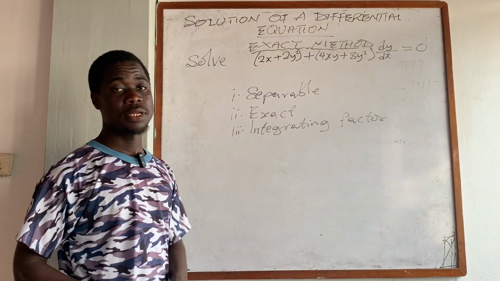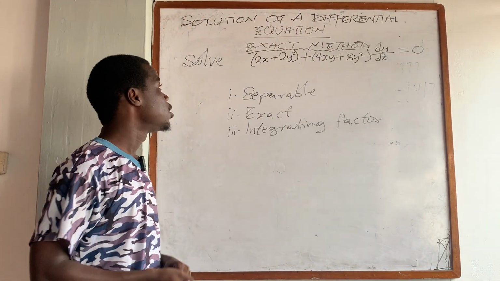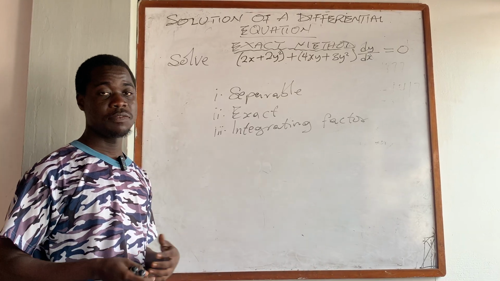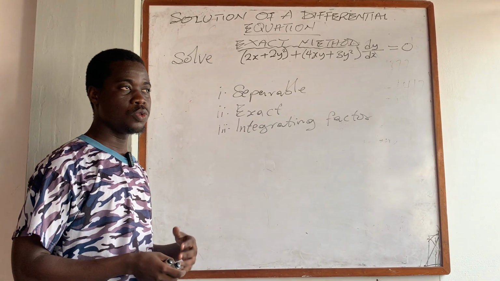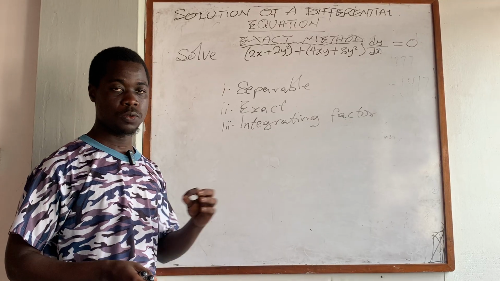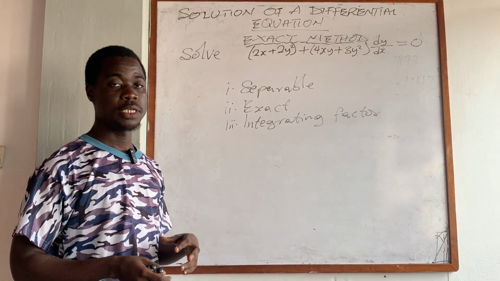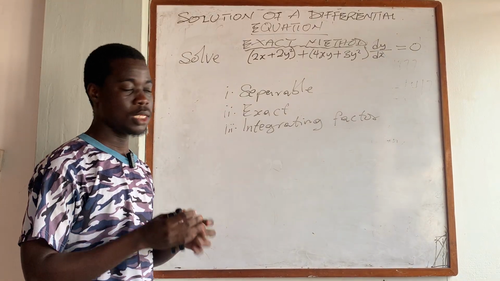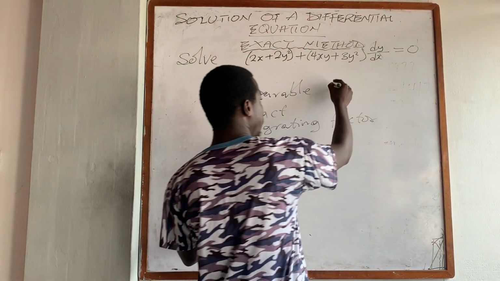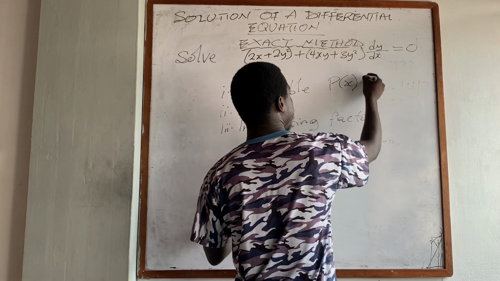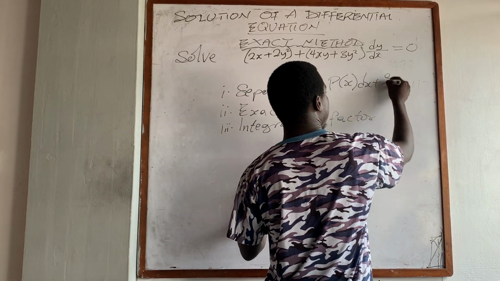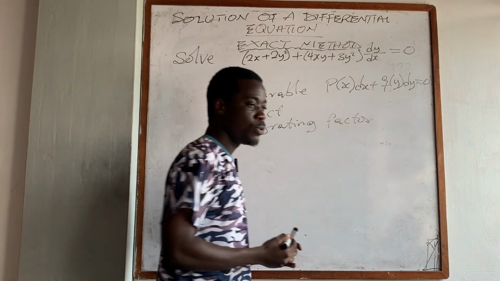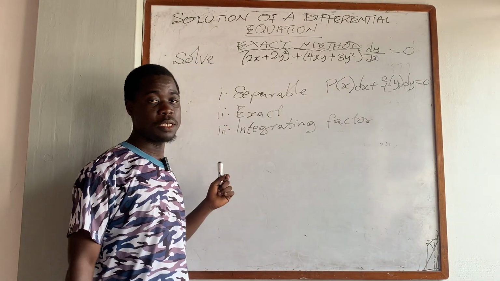So we are still on finding the solution of a differential equation. With this one, we are saying that assuming that a differential equation has been given to us for us to solve, we need to check a certain condition before we can choose a particular method to solve the differential equation. So here we are saying that if a differential equation is given to us and if we can write it in this form, then we can say that we can use the separable method to solve.